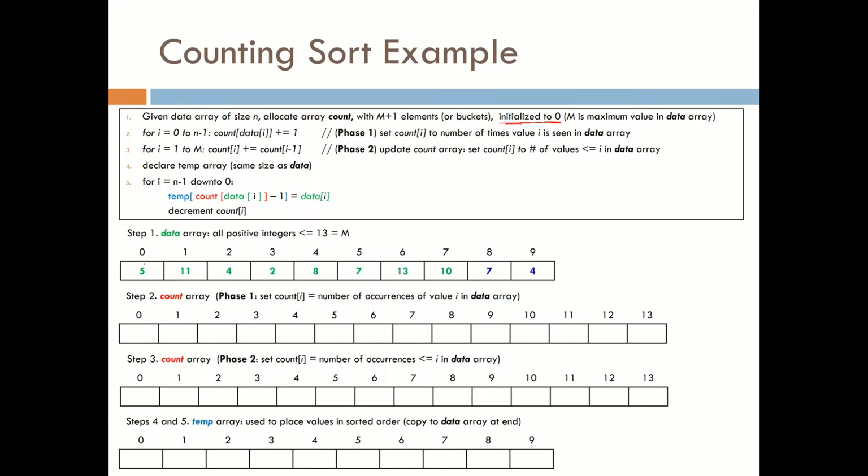Okay, so I go through and I see my 5, and so I put a 1 there, I add it to the 0. I see an 11, there's a 0 here, imaginary, I add 1 to it. I see a 4, and I add 1 to it. And I see a 2, and I add 1 at index 2. I see an 8, and increment that by 1. I see a 7, I increment that by 1. I see a 13, increment that. A 10, increment that by 1. And now I see another 7.